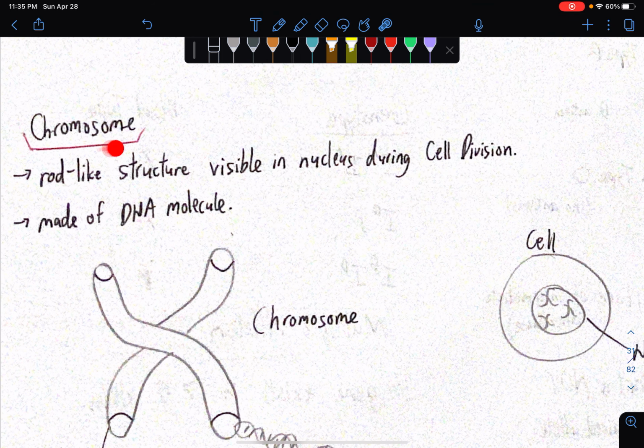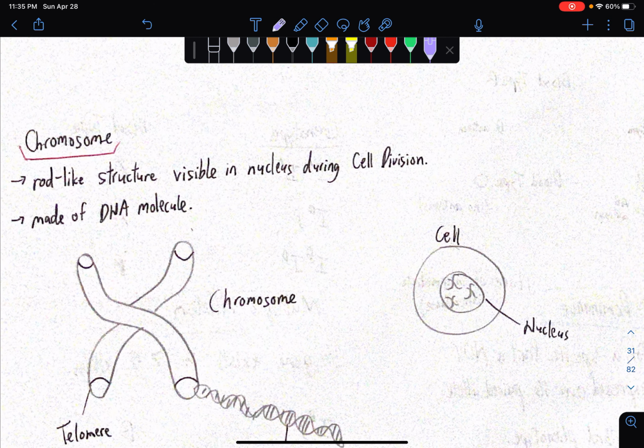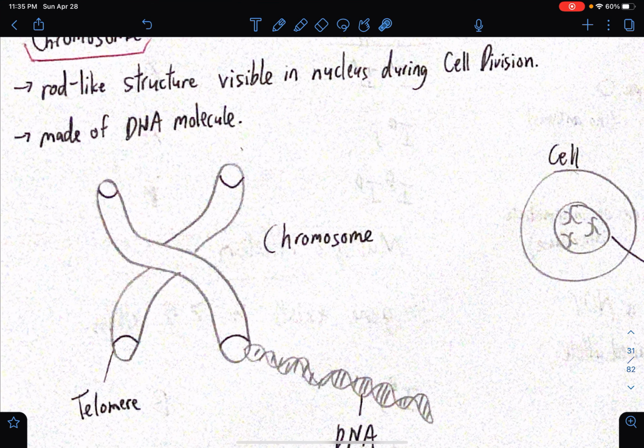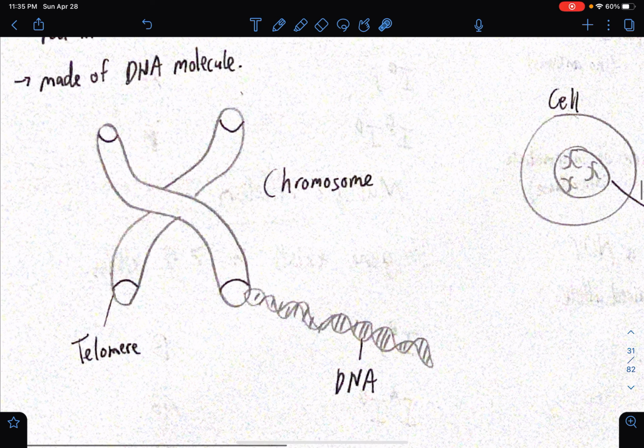Okay, chromosome is a rod-like structure visible in the nucleus during cell division. It's essentially made of DNA molecules. So this is a chromosome. The telomere is over here, and the DNA is basically what composes a chromosome.